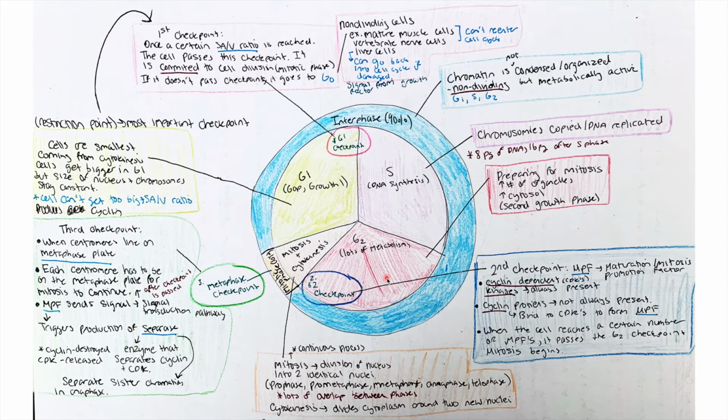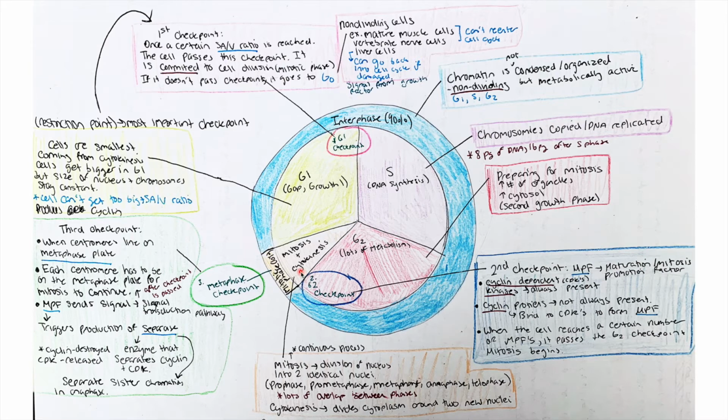The second checkpoint is known as the G2 checkpoint. The G2 checkpoint involves MPF, which is known as the maturation or mitosis promotion factor. MPFs are composed of cyclin and cyclin-dependent kinase, or CDKs. CDKs are always present, and cyclin is not. Cyclin binds to cyclin-dependent kinases to form MPF. When the cell builds a certain number of MPFs, the cell passes the G2 checkpoint and can enter mitosis.